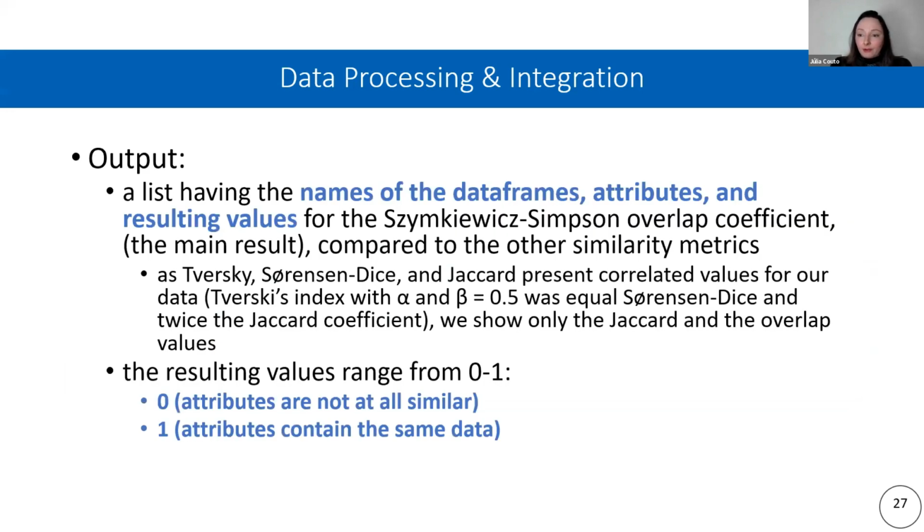The output of our algorithm is a list having the names of the data frames, attributes, and resulting values for the similarity metrics. In this case, when the resulting value is equal to 0, it means that the attributes are not at all similar. While if the similarity value is equal to 1, it indicates that the attributes contain the same data.